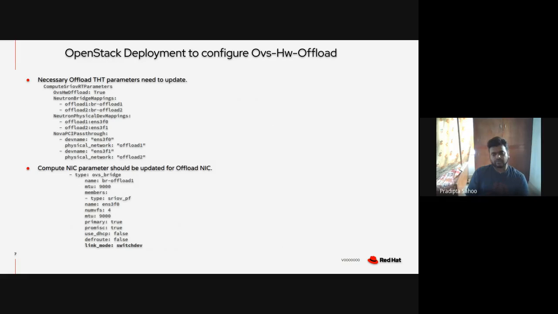Also in the OVS hardware offload integration during the deployment, ensure that the environment file enables the OVS hardware offload flag with the desired Open vSwitch offload bridge and the NIC. And in the NIC template of the DUT, make sure that the link mode is enabled with the switchdev, which usually interacts with the software layer to the hardware layer.